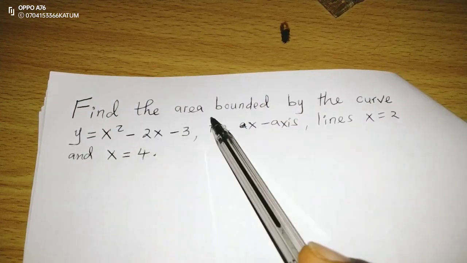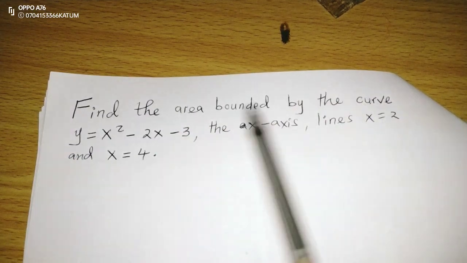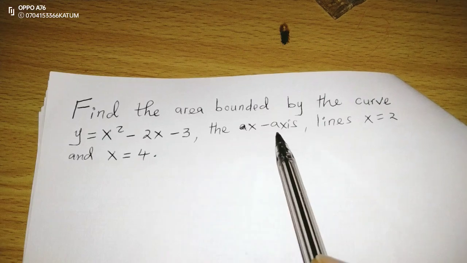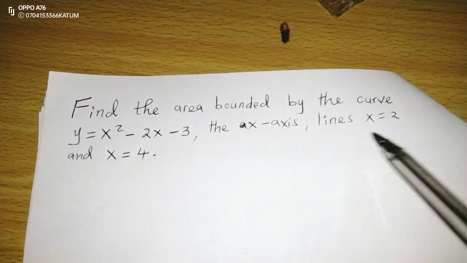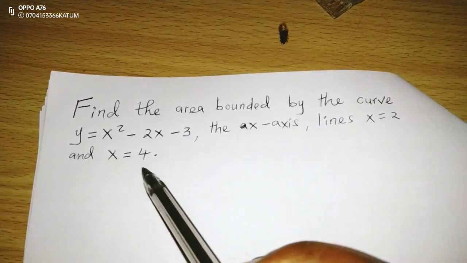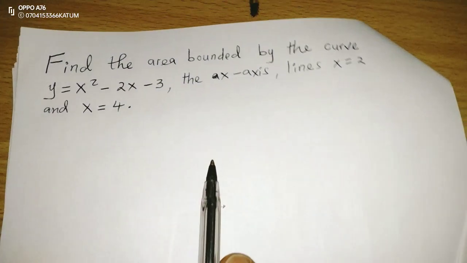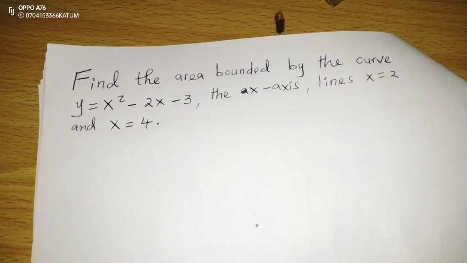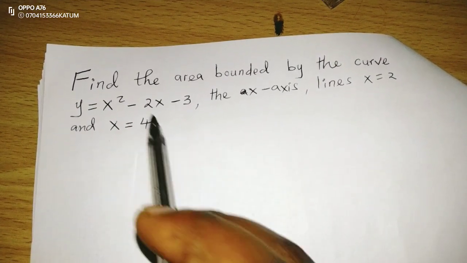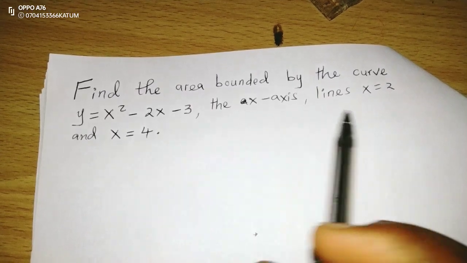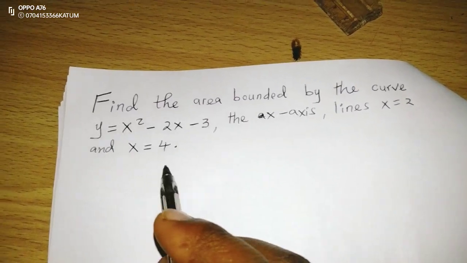We are told to find the area bounded by the curve y equals x squared minus 2x minus 3, the x-axis, and the lines x equals 2 and x equals 4. So the majority of students, when they find this question, will directly go to the integration of this function with limits 2 to 4.